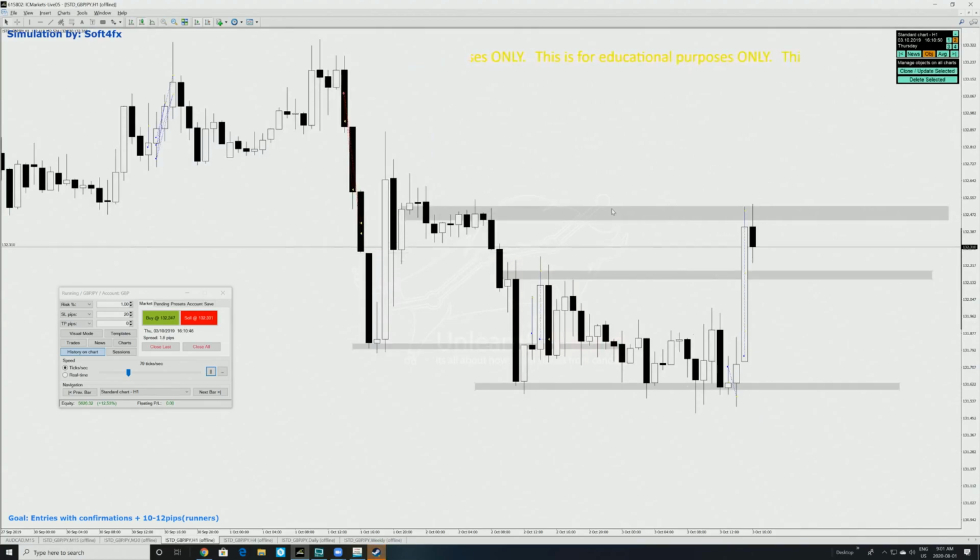Higher time frame, look for the trend. Mid time frame, look for pattern. And lower time frame, look for entry. Yeah, medium time frame, look for confirmation. I don't think any pattern I talked about.